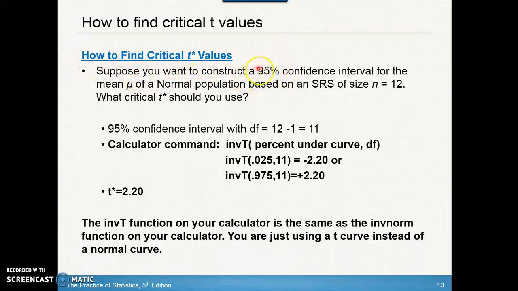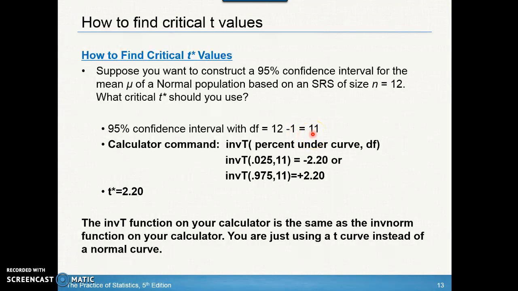So suppose you want to construct a 95% confidence interval for a mean mu of a normal population, so we know the population is normal, based on a simple random sample of size 12. So what critical t should you use? Number one, you know you have a 95% confidence interval. The degrees of freedom is 11 because the sample size was 12, so 12 minus 1 gives me 11.